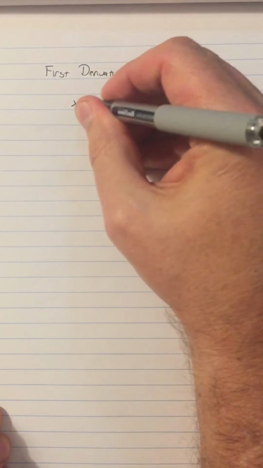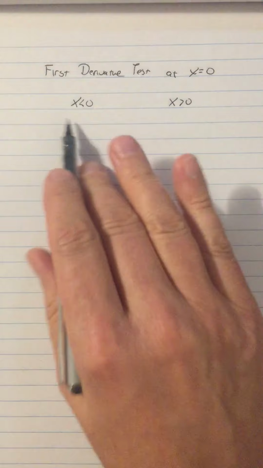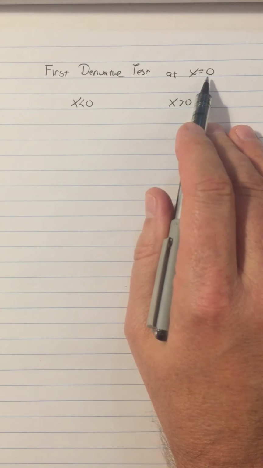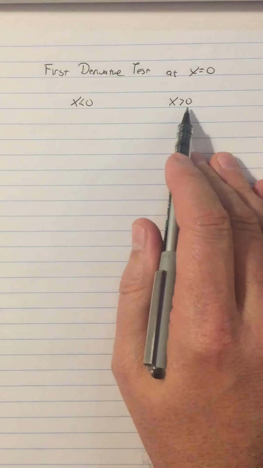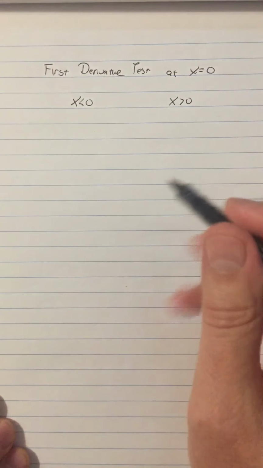You look at what's happening when x is less than 0 and when x is greater than 0. Now look, this really doesn't have to do with whether x is positive or negative. It just happens that x equals 0 is the critical point. So if the critical point were 4, you would be looking at x is less than 4 and x is greater than 4. But either way, what you're going to do is look at our y prime.